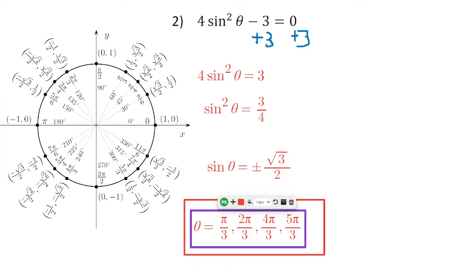And then in quadrants 3 and 4, you get the two angle measures that have a y-coordinate of negative root 3 over 2. So these should be the 4 angle measures between 0 and 2 pi that satisfy the equation, not the ones that I had initially. So yeah, these should be the correct answers.